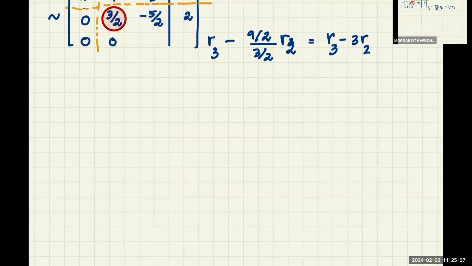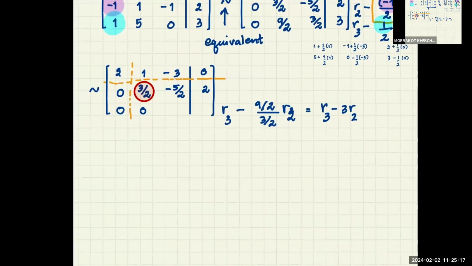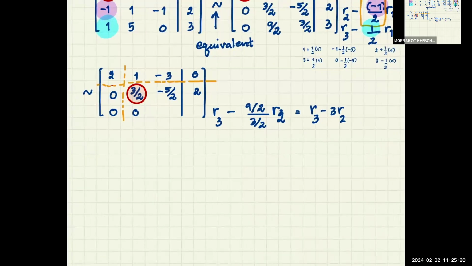For us, we might write it down directly because we can see and we know that 0 is there, okay? Now, R3 minus 3/2 R2. So it is R3, which is 3/2 minus 3 times R2. R2 in the same column is 5/2. The last column, which is 3 minus 3 times 2. Okay.